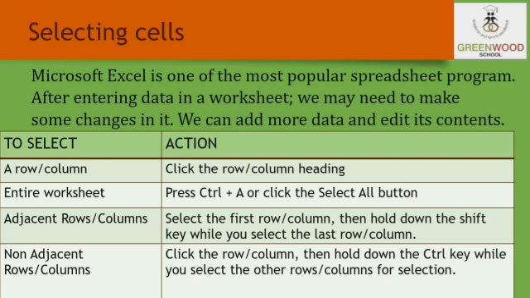If you want to select adjacent rows or columns in Excel, select the first row or column, then hold down the Shift key while you select the last row or column. If you want to select non-adjacent rows or columns, click the row or column, then hold down the Control key while you select the other rows or columns for selection.